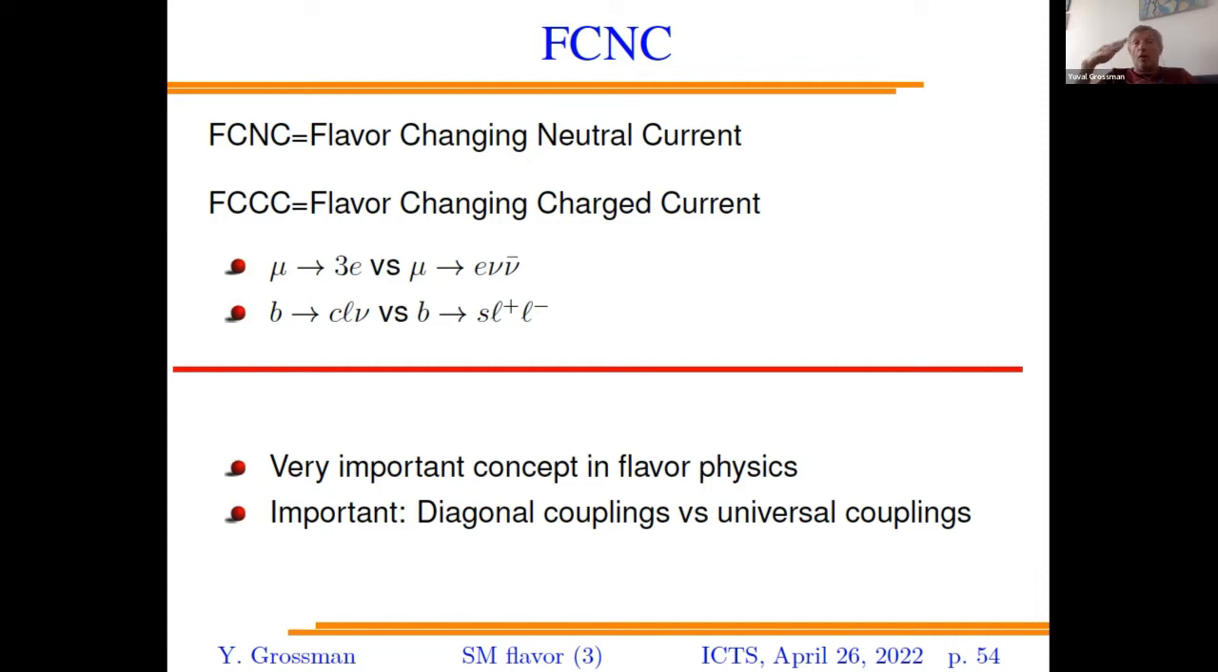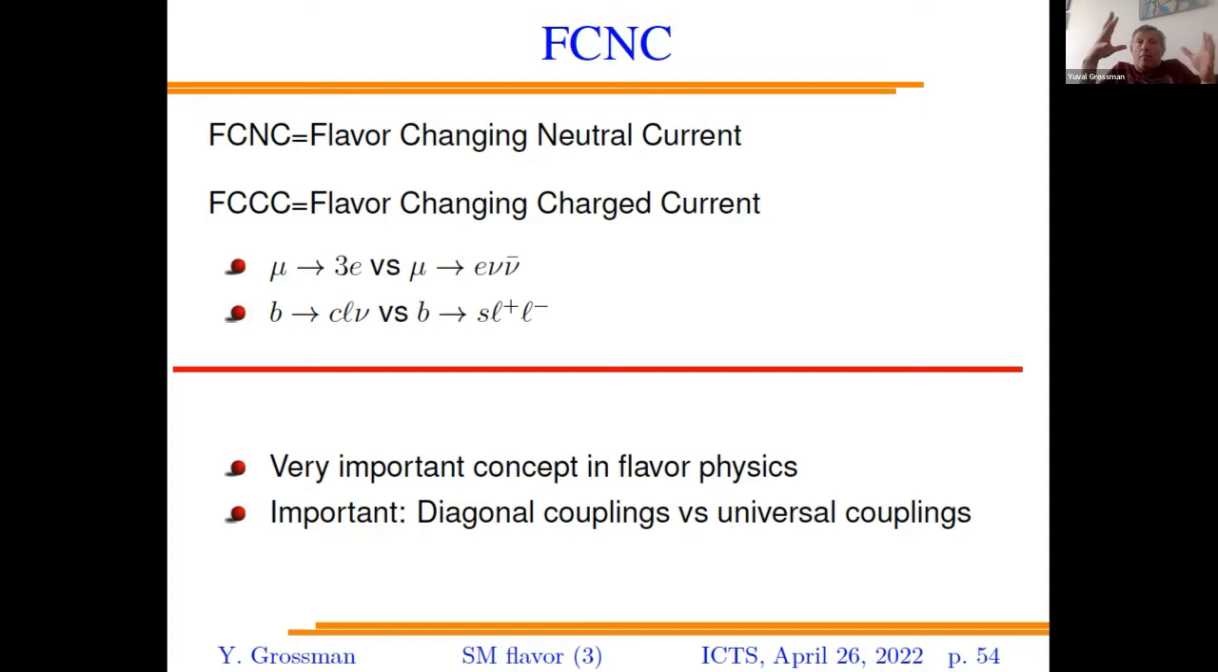In general, when you have a matrix that has something only on the diagonal, when you move to a different basis, then it's not diagonal anymore, right? So being a diagonal coupling is a basis dependent statement. Okay? Now, what are universal couplings? Universal couplings are couplings that are proportional to the unit matrix in flavor space.